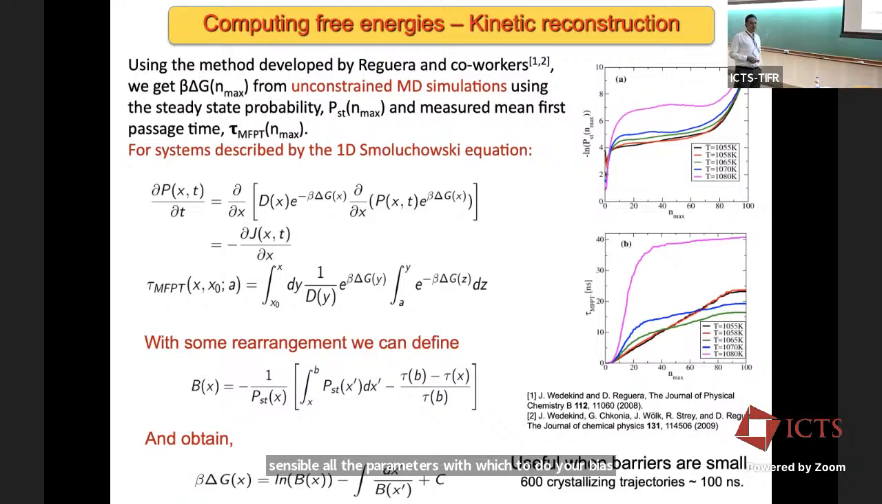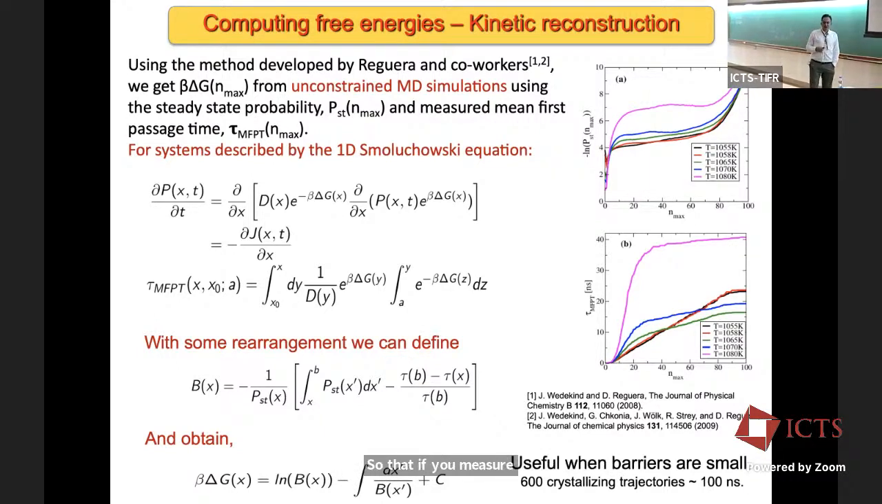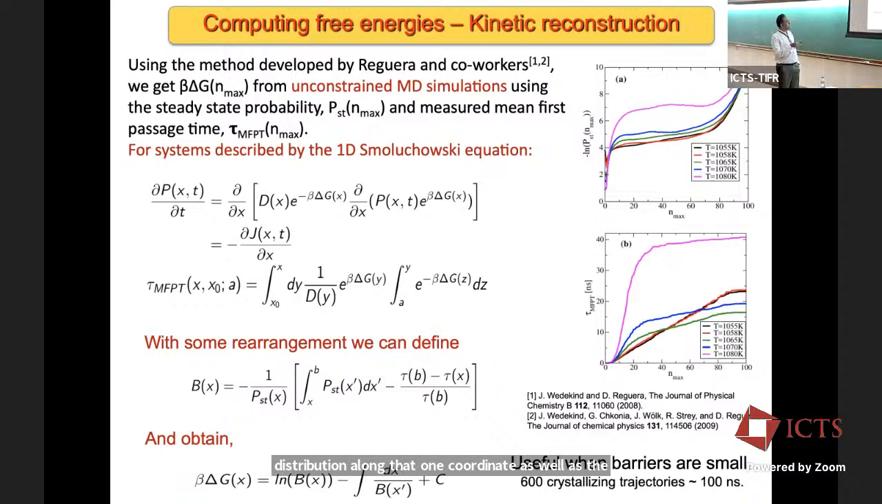And so for the first method, it turns out there is a very useful approach that has been proposed in the literature, where if you assume that the dynamics of your system along the relevant order parameter is well described by a Smoluchowski equation, then in 1D you have an expression for the mean first passage time in terms of the free energy surface, and you can invert this relationship so that if you measure in simulation the stationary distribution along that one coordinate as well as the mean first passage times, you can then reconstruct the free energy profile from this data.